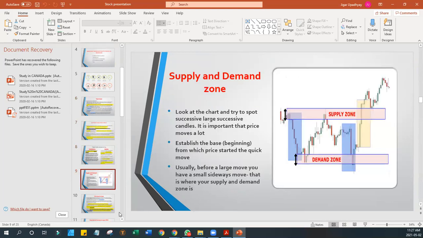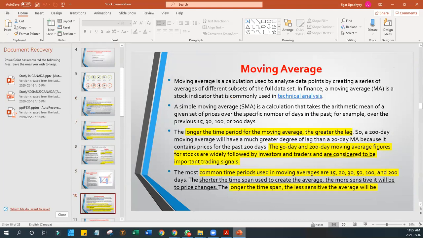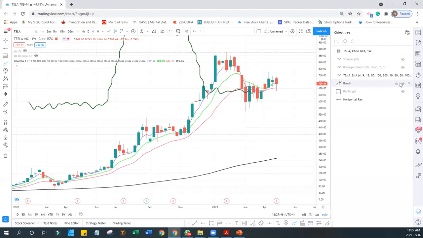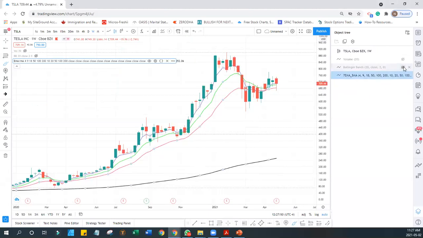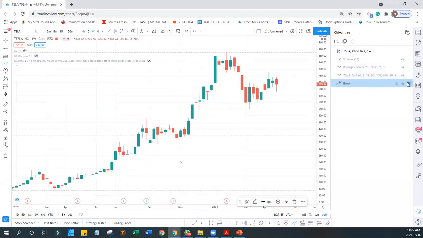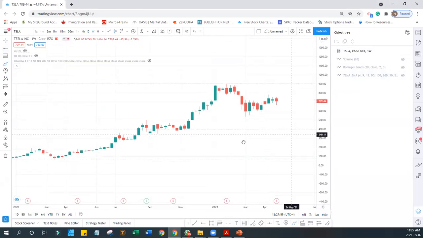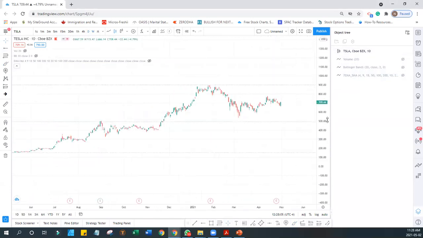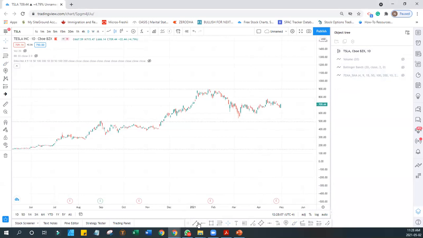Let's take the supply and demand zones on Tesla, so that we can understand it. I'm going to close everything else. Nothing should be there on the chart. Okay, this is good. So this is Tesla. I'm going to go daily, to make it easier for everybody. And if you see here, I'm going to draw the trend line.